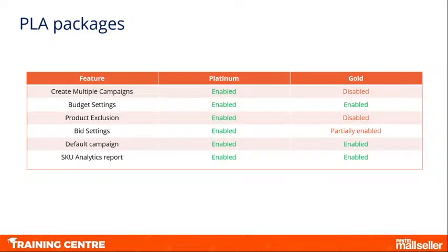Here is the list of features which will be visible to the gold members. Like, the gold member can set the budget setting. They can also check the default campaign, and the bid setting is partially enabled for the gold member. And the gold members can also download the SQL analytics report, while the platinum members get access to all the features available under the PLA dashboard. We will be discussing these features one by one in the upcoming slides, so please stay tuned.